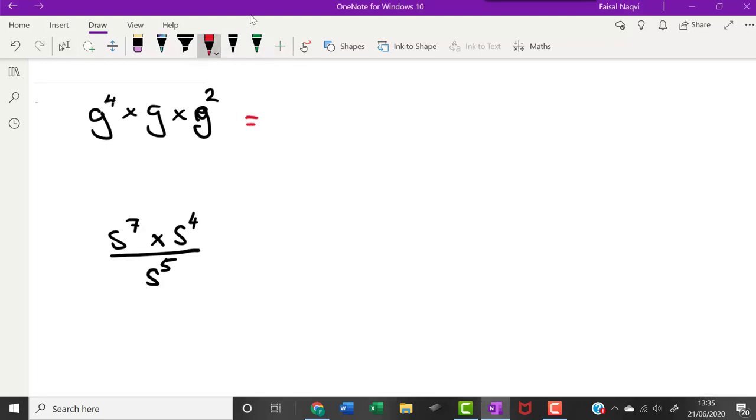Okay, for the first one, all the bases are g, and I've got g to the power 4. G is the same as saying g to the power 1, so I've got to add that, and I'm adding another g to the power 2. So that gives me g to the power 4 plus 1 is 5, plus 2, g to the power 7.